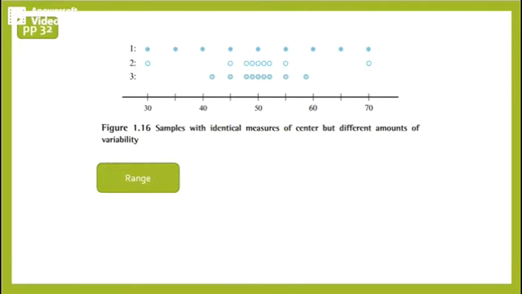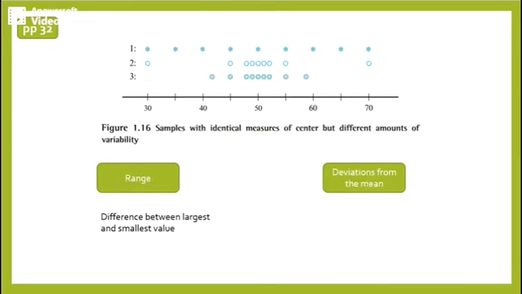So the first measure of variability that we can look at is the range. The range is simply the difference between the smallest and the largest value. Then one of our primary measures of variability will involve something that we call deviations from the mean. That means that you're subtracting the sample mean from each of the sample observations.